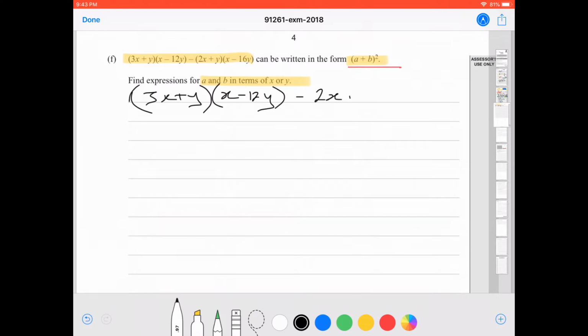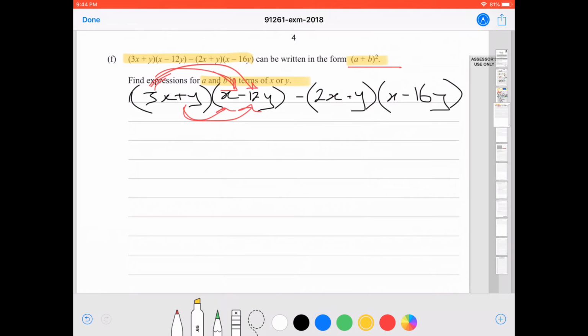So as always, we're just writing out our equation here. Our last bracket is x minus 16y. Okay, and so we are going to be expanding these brackets here. And here I can actually illustrate this FOIL method I was talking about. So multiplying first, outer, inner, and last. And the same for these two sets of brackets as well.